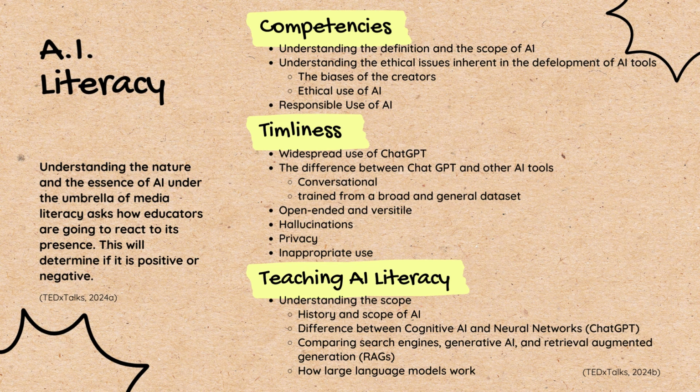Teaching AI literacy. Understanding the scope. Understanding the history and the scope of AI is important for teaching AI literacy. Showing students the difference between cognitive AI and neural networks like ChatGPT is also important in understanding how the AI is working. Comparing search engines, generative AI, and retrieval augmented generation is also important for students to be able to use the technology effectively, as is understanding how large language models work.